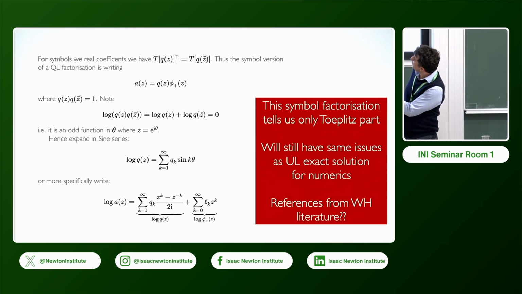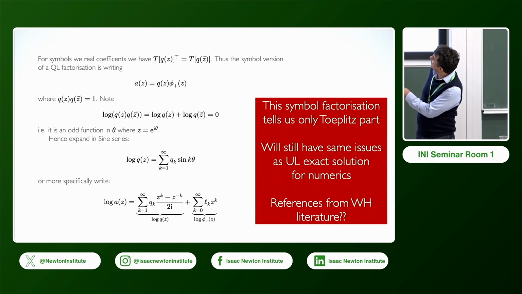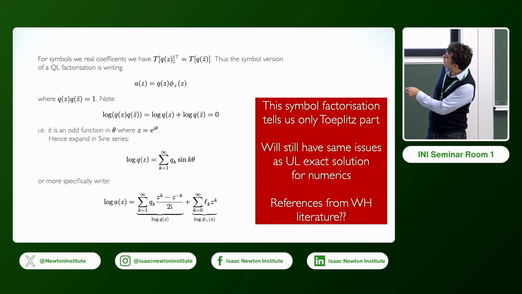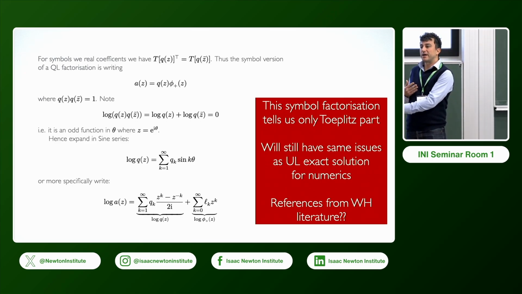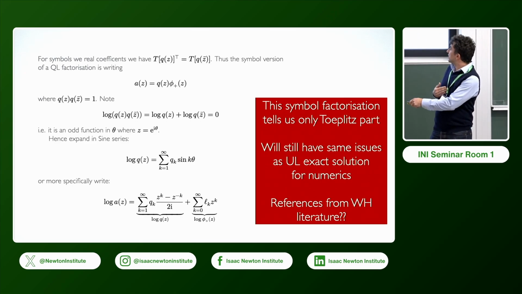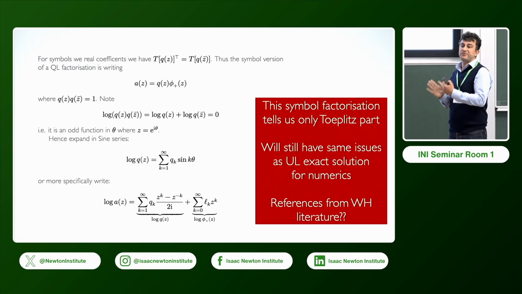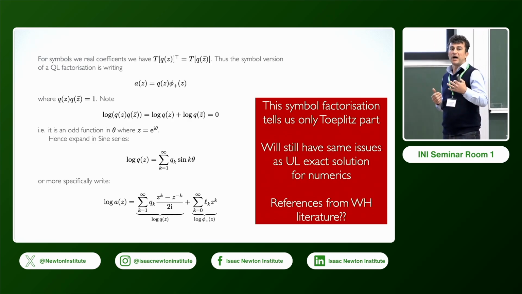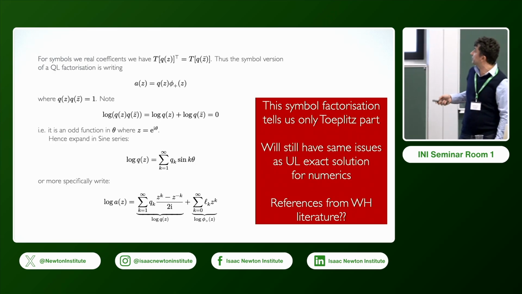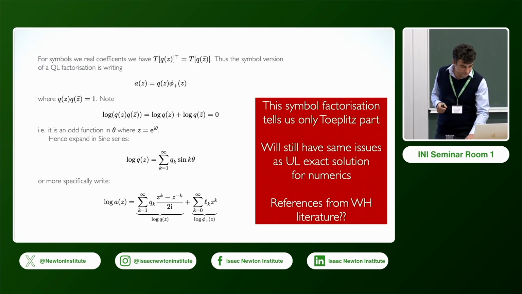Essentially, factorizing our Toeplitz matrix is equivalent to factorizing our symbol as Q of Z, where Q of Z satisfies this equation, and P plus is analytic inside. Taking logarithms, you can solve it very similarly to the standard Wiener-Hopf technique. So this actually tells us the tail, but it has the same flaws as in the UL, where it breaks down if we're too close to the continuous spectrum. And if anyone knows literature related to this, please let me know.